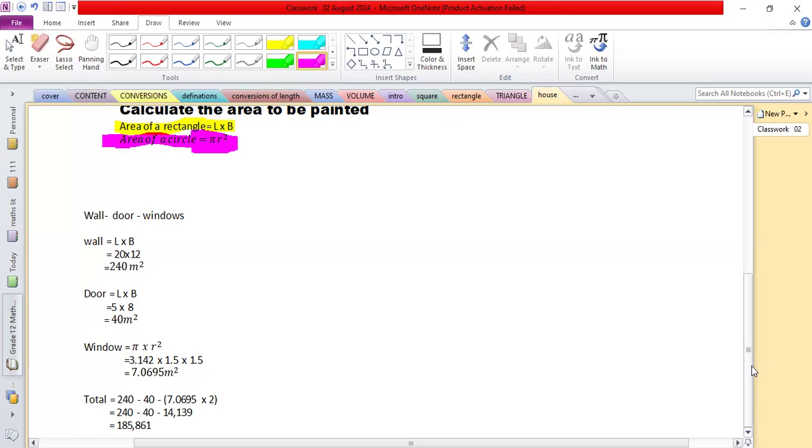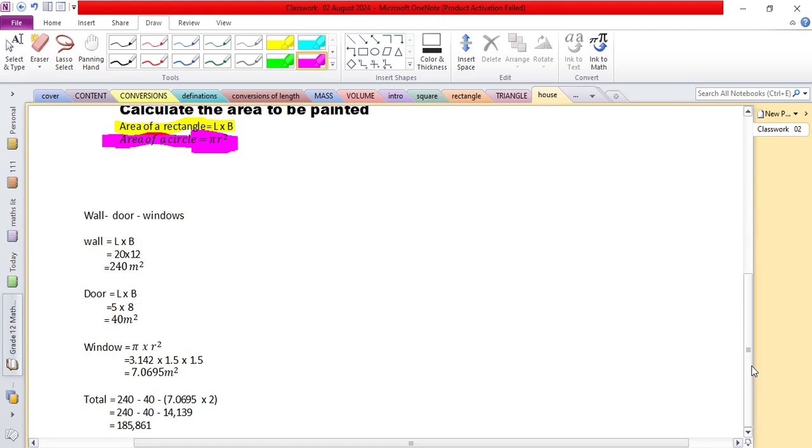Window is pi multiplied by radius squared, which is 3.142 times 1.5 times 1.5, which is 7.0695. But we do not have one window. We have 2 windows. How do we do it? Total will be 240, which is the wall, minus 40, which is the door, minus 7.0695 times 2 windows. 240 minus 40 minus 14.139. Our answer is 185.861. Who got that answer?